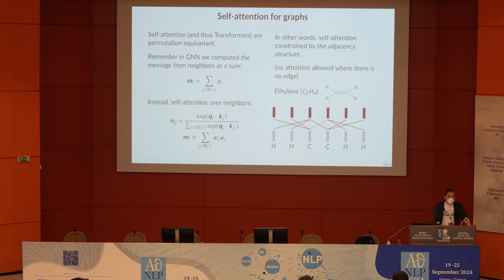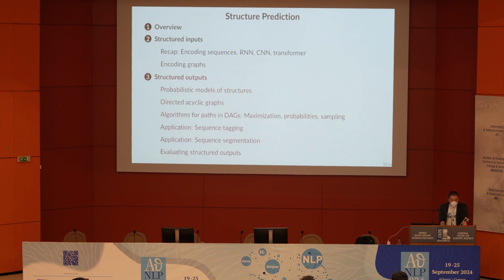The difference is instead of allowing attention to go to any possible word, you should constrain it to only go to the neighbors in the graph. So we should not have this edge, for instance. So this is how you could apply transformers with masked attention patterns to graph representation.